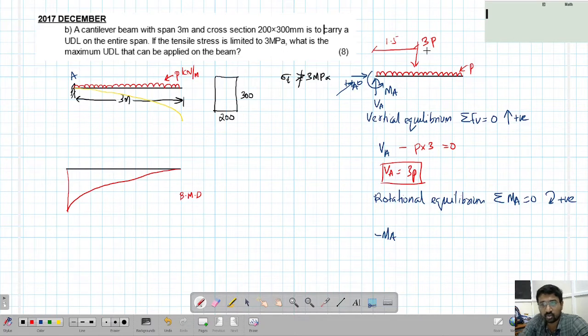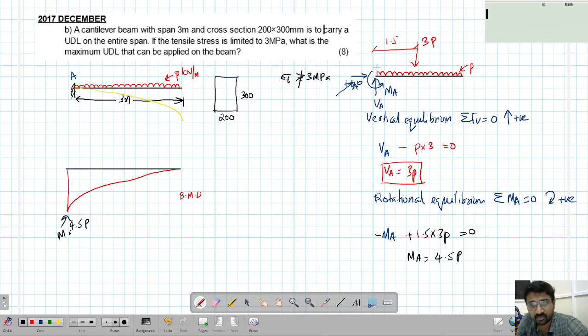So the moment due to this UDL is in the clockwise direction. About this point, it is trying to rotate clockwise. So minus MA plus 1.5 into 3P equal to 0. So the moment is nothing but 1.5 into 3P, that means 4.5 P. This moment will be the maximum value here. 4.5 P is the maximum bending moment here.